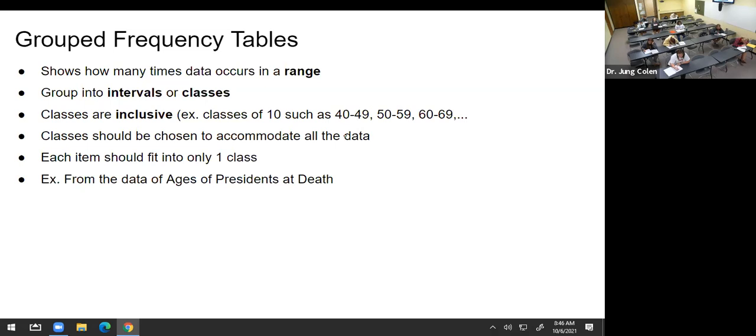And also, each item should fit in only one. So you cannot do 40 to 50 and 50 to 60. You can't, because then where does 50 go? Which group does it go? You cannot put one item into two different intervals, right? So you need to make sure that there is a clean cut there. The classes should be chosen to accommodate all the data, and each item should fit into only one class, one interval.